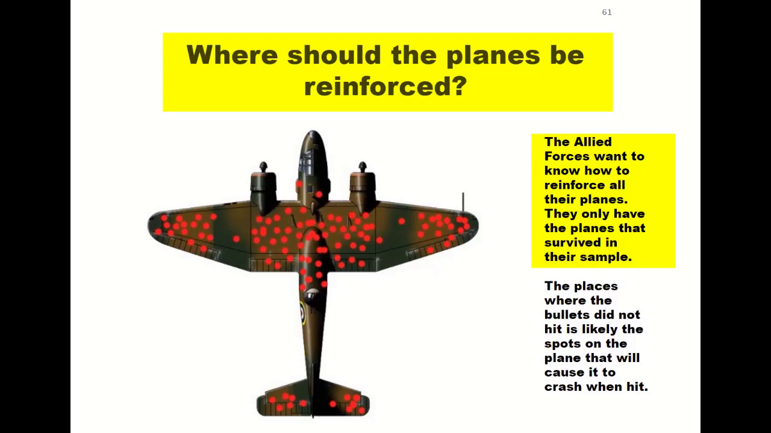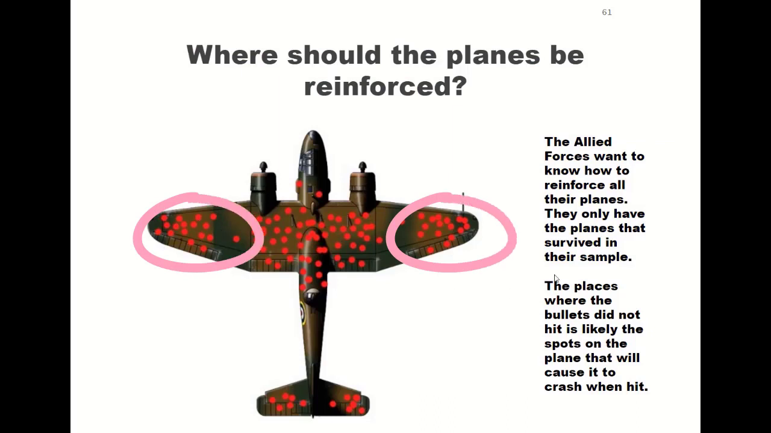They wanted as many as possible to come back to base. But the problem is that they had some bias in their sample. The only planes that they had to study were planes that actually survived in their sample. So they weren't getting to study all the planes that they had in their fleet. They could only study the ones that returned, and many of them had this same distribution where the bullet holes were like right here in the plane tips.